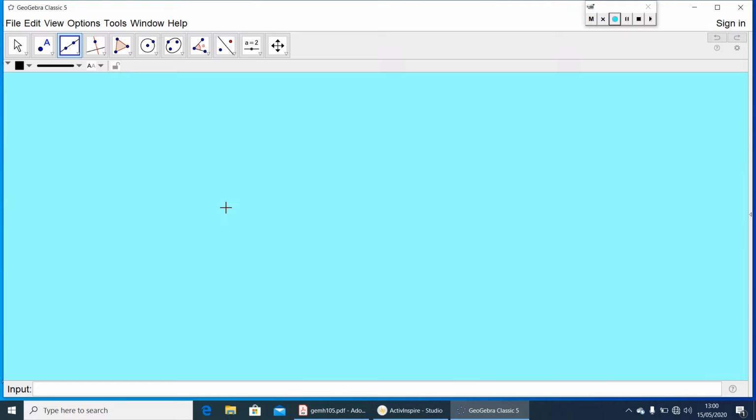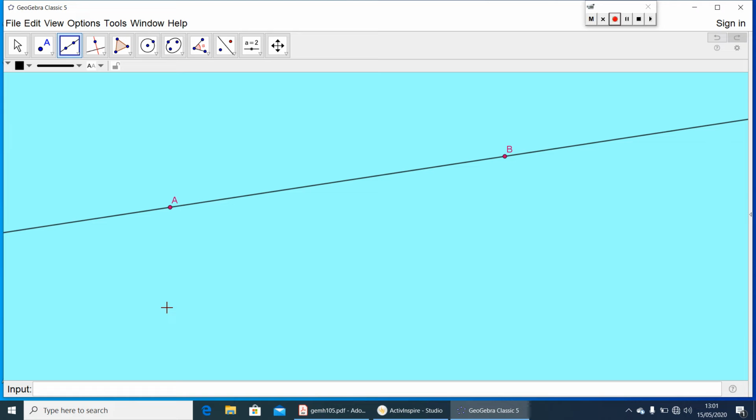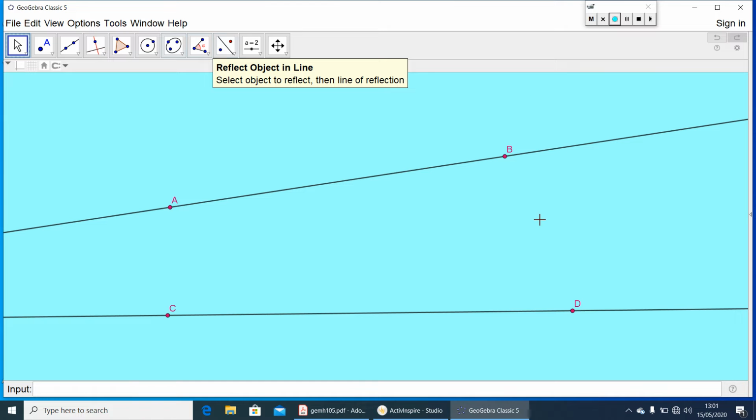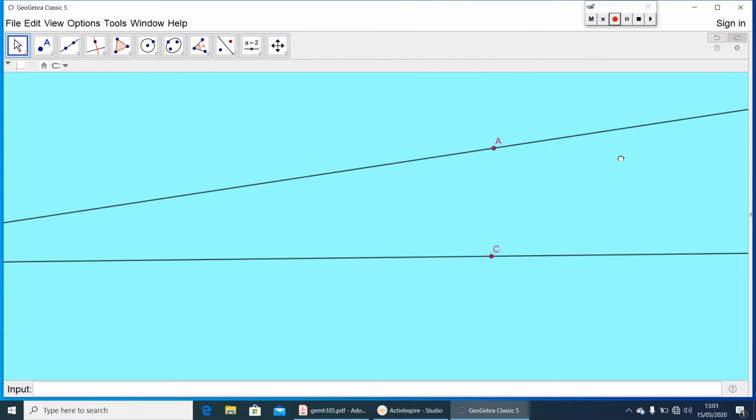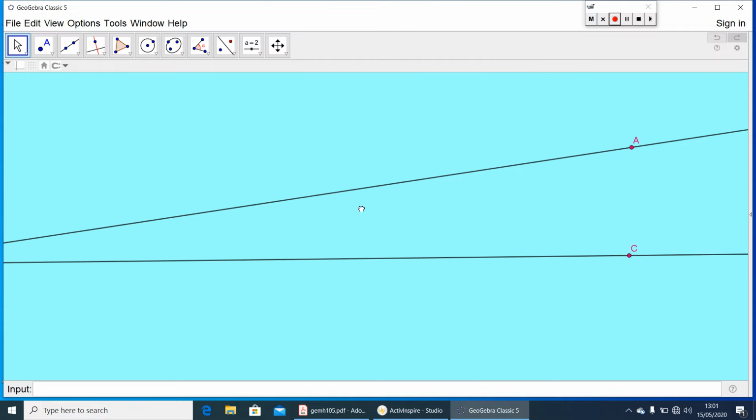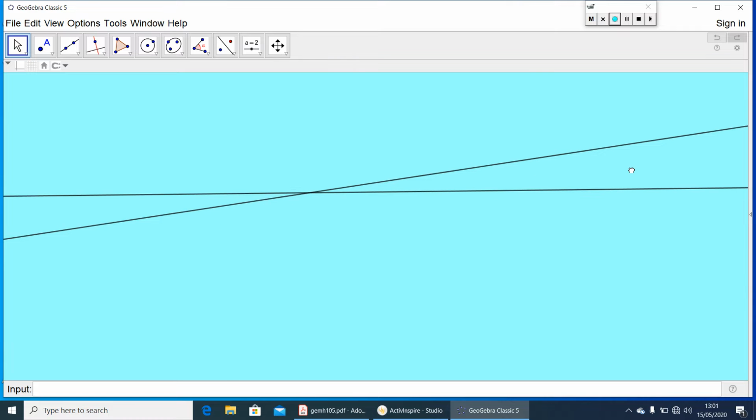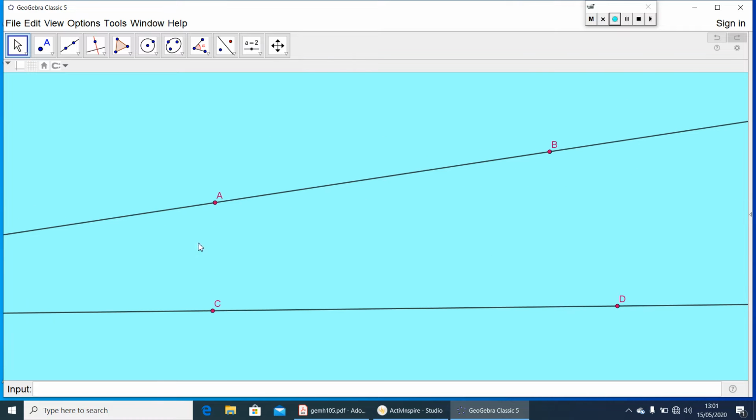Let me draw a pair of lines, line AB and line CD. Now, are they intersecting? Line means it is extended in both directions. But here it is intersecting. So these two lines we can call it as intersecting lines.